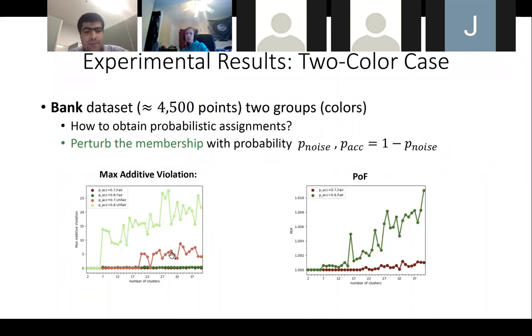And here are comparisons to the unfair solution. You can see that the additive violations of the unfair solution are much larger than the additive violations of our solution, which really has an additive violation less than 1, theoretically and empirically. The price of fairness is also not that large. The highest price of fairness we get is 1.01.